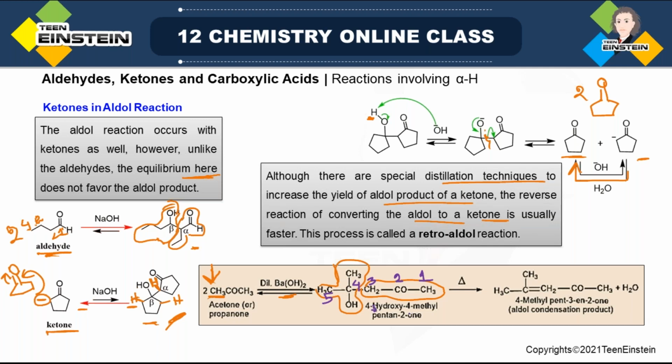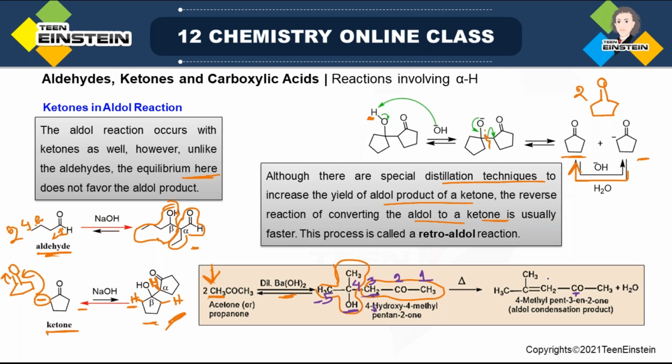H comes before M, so 4-hydroxy, then 4-methyl pentane-2-one, with the CO group at the 2 position. Now when we are heating it, there will be removal of water. So this OH and this H, not the other H at the 5 position, because if you remove that, the double bond will be generated in this position, which is not an alpha beta unsaturated compound. So it will be removed in such a way that you are getting the alpha beta unsaturated compound.